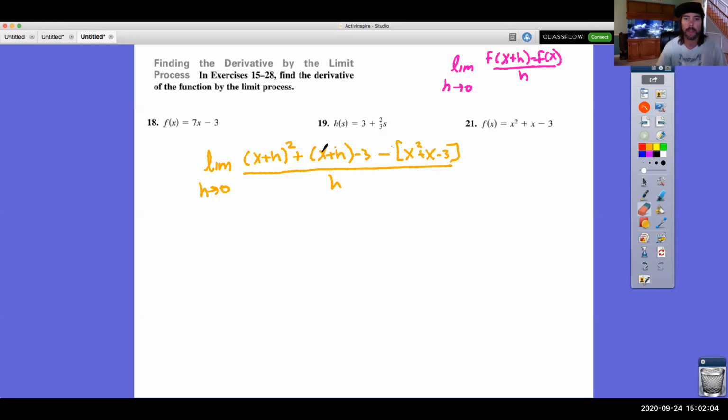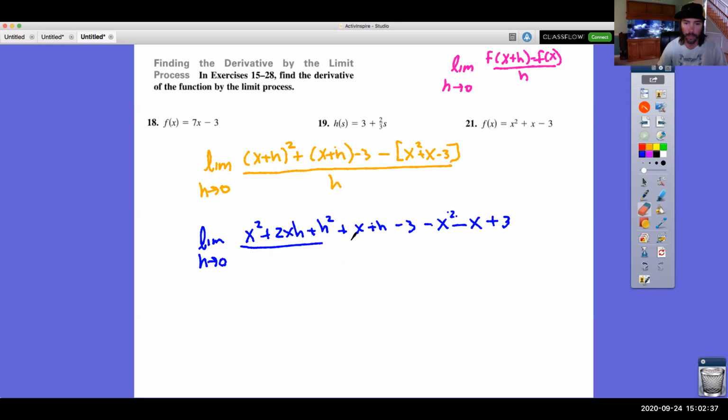Algebraically clean it up. Things will cancel out. Factor out an h, then evaluate. Limit as h goes to 0 of (x plus h) squared. X plus h times x plus h. I've done this multiple times. Plus x plus h. Minus a 3. Distribute the negative to that trinomial. Minus x squared minus x. Minus a minus becomes plus 3 when I'm multiplying that negative or distributing it. All of that over h.